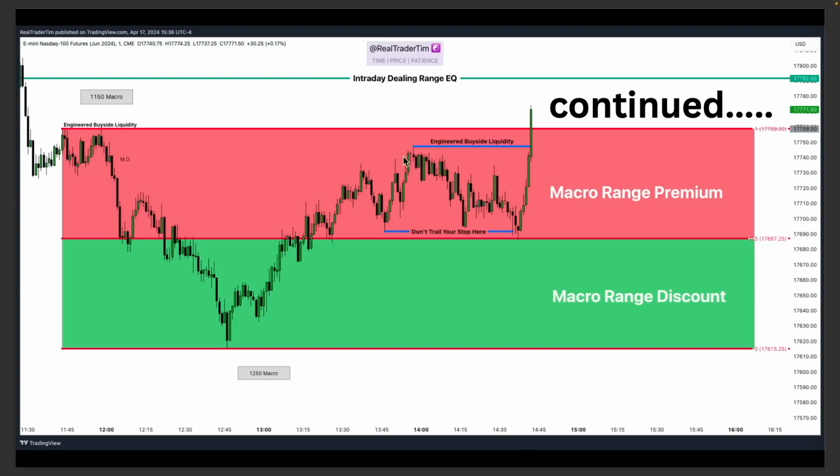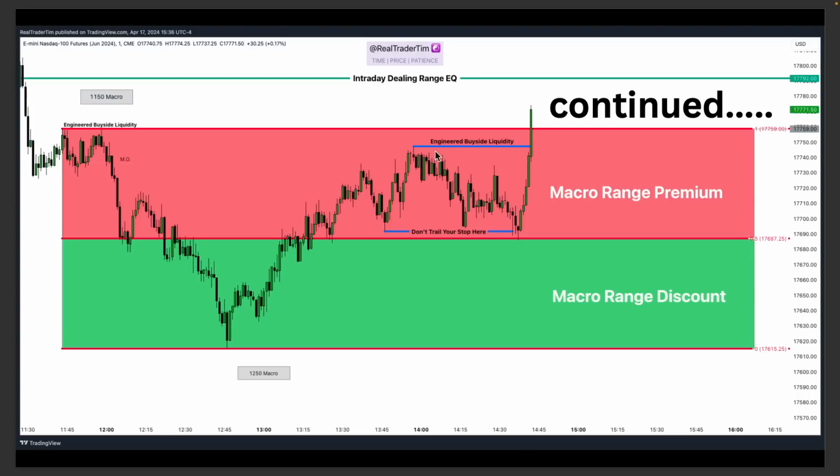Too tight, because we know sometimes they'll do something like this where they return it down to that macro range, right? And again, what do I mean by macro range? If we see a high form in the 1150 macro, and then during the next macro, we see a reversal, we know that this is the dealing range that the algorithm's working on, and we can see that here.